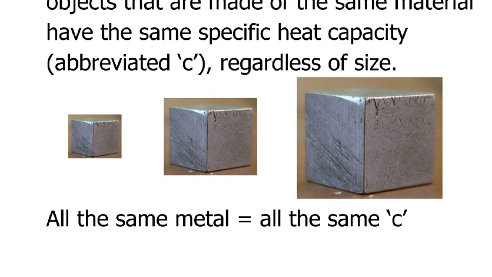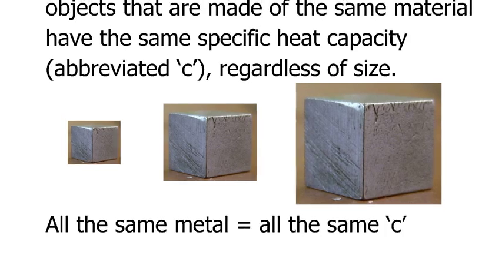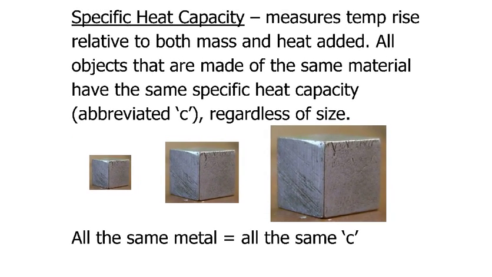It's all the same for a specific kind of metal or any kind of substance. Every kind of substance has a specific heat capacity. It's just easiest to refer to metals. Size does not matter. If these are all the same metal, they all have the same specific heat capacity, which is abbreviated as C. So that's the important thing with specific heat capacity. It is unique to a substance. It is a property of a material, and it does not change based on size. Regardless of size, it does not change. Specific heat capacity of aluminum, for example, is always the same as long as you have pure aluminum.